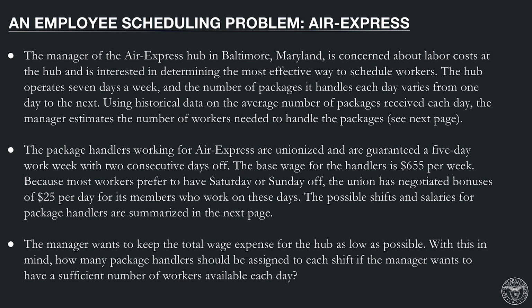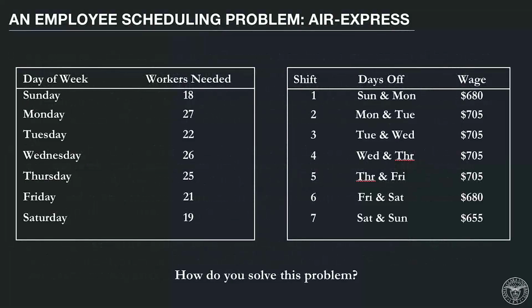Based on that information, we can have the following tables. On the left-hand side, we have the information about the number of workers needed for every single day. For example, we need 18 workers for Sunday. For Monday, we need 27 workers, and so on. We also have the salary information for every shift.